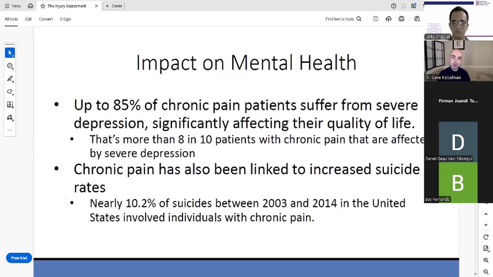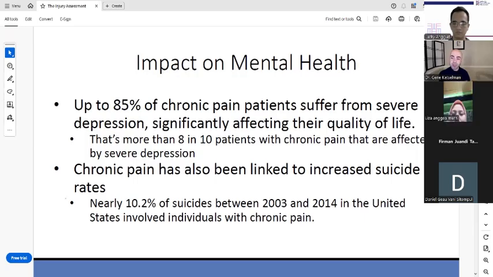And there's a huge impact of chronic pain on mental health. Up to 85% of chronic pain patients suffer from severe depression, significantly affecting their quality of life. If you think about it, that's more than 8 out of 10 patients with chronic pain affected by severe depression. Chronic pain has also been linked to increased suicide rates. Nearly 10.2% of suicides between 2003 and 2014 in the United States involved individuals with chronic pain. That is an enormous number.